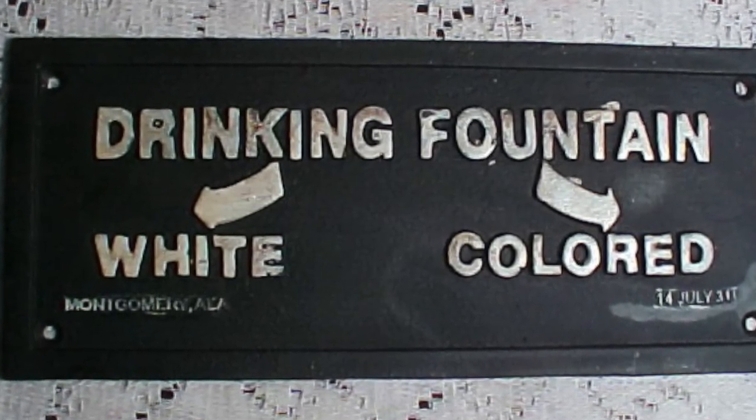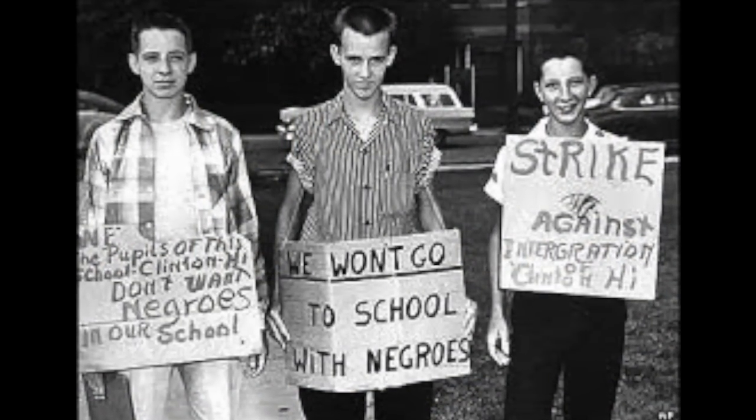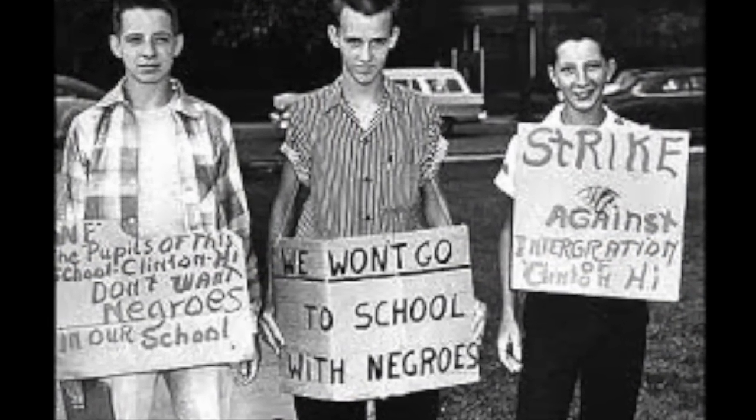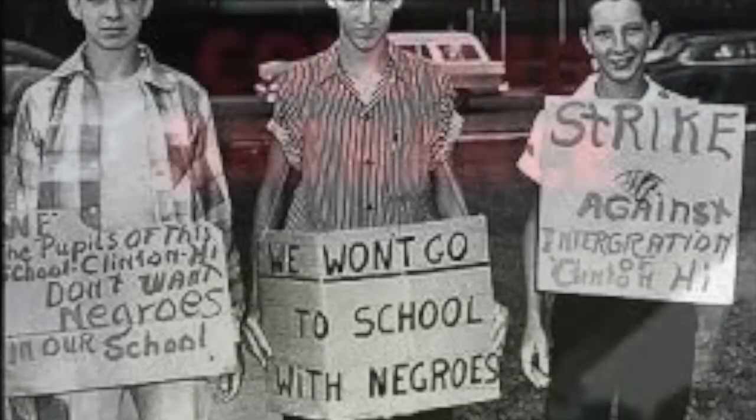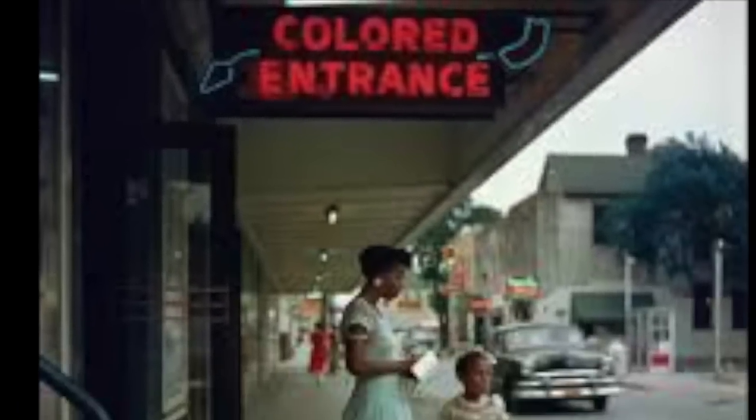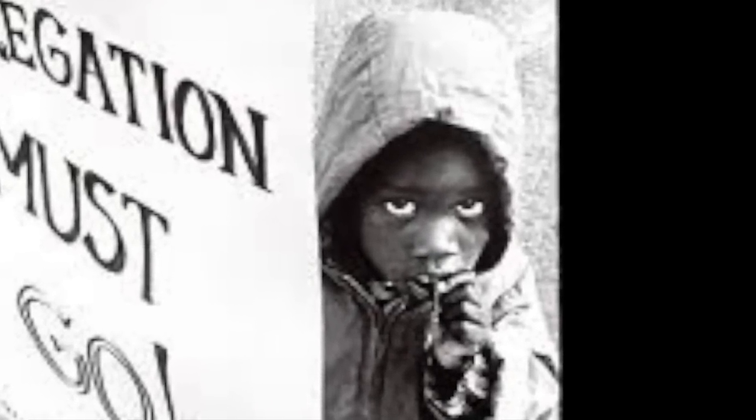They weren't allowed to go to the same theaters as white people. They had to go to their own theaters. They were not allowed in the same places. There was segregation all over the place. There were signs for colored people only, and signs for white people only. Segregation was everywhere. It was running rampant.